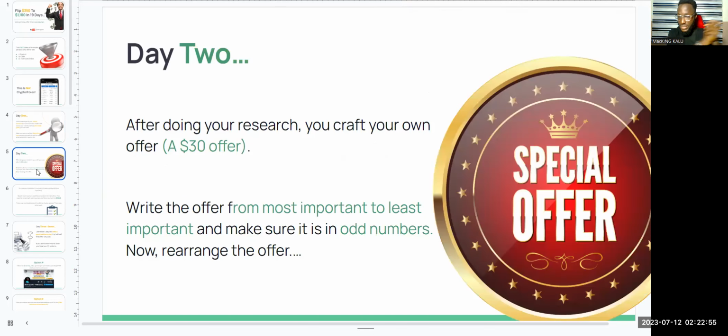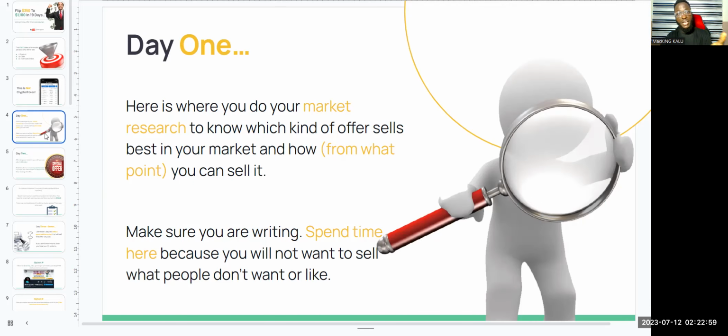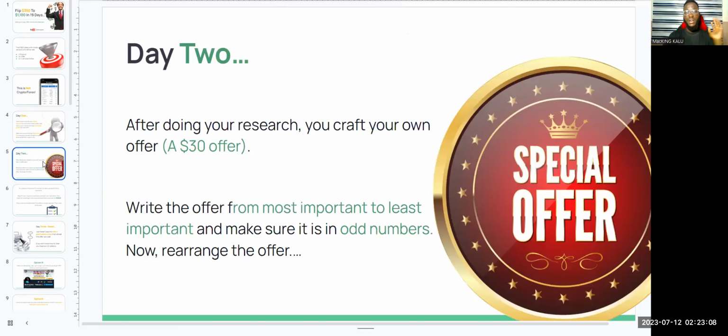Now, day one is mostly research. Do your market research, what you should sell, how you should sell, and write everything down. Make sure you're writing it down. Now, after you've done that in day one, go and sleep. Now let's move to day two.